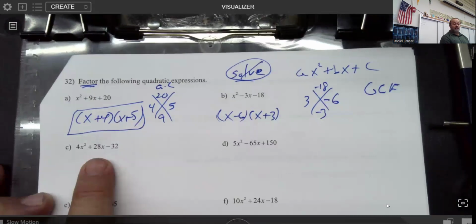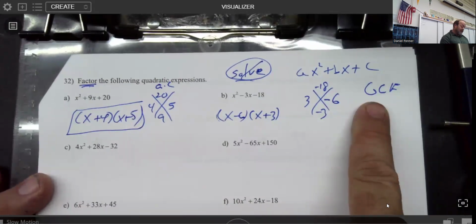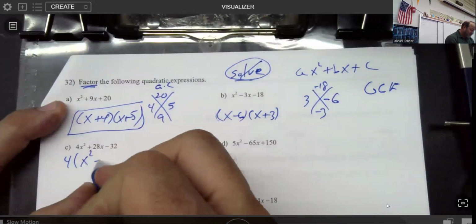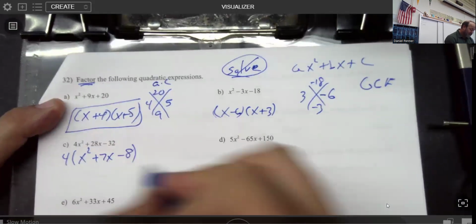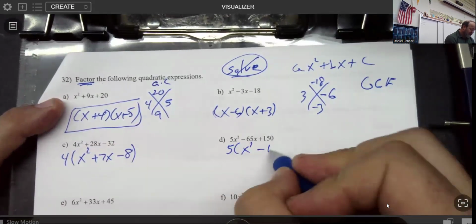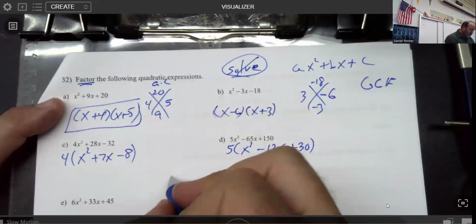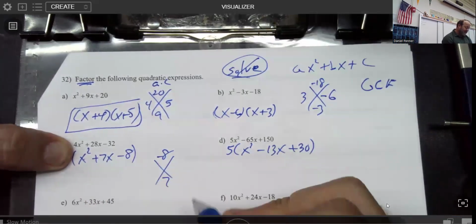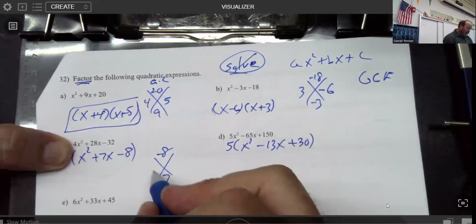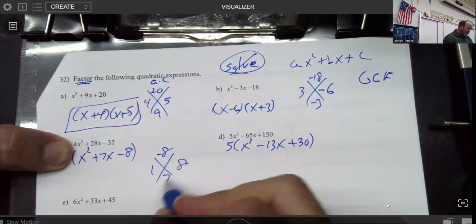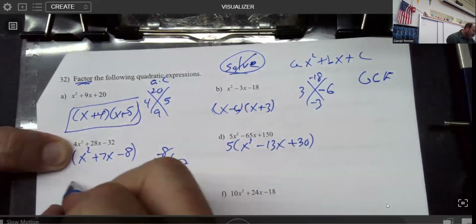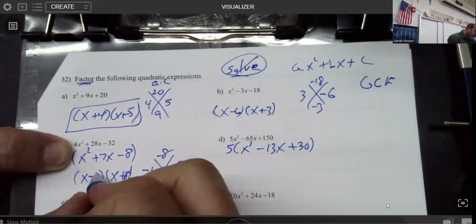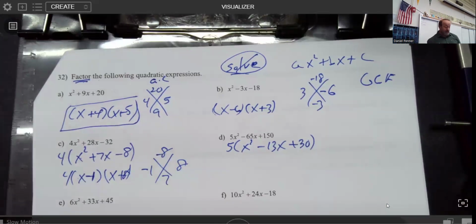Now, going on to this next problem, you'll notice the GCF may kick in. So is there any number that they have in common? What I notice is that all of these values are divisible by 4. Now, as such, we can play the same game that we did above. We're going to do a times c, 1 times negative 8, and 7. I know that 1 times 8 would be 8, and 1 and 8 could make a 7 if this number was negative. And so this portion factors to x minus 1 and x plus 8. That's x minus 1 and x plus 8. And that 4 is still sitting in front.